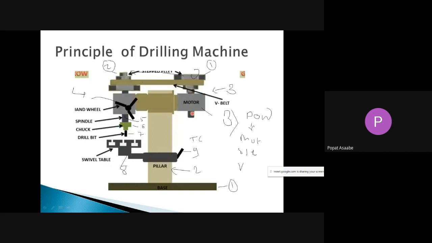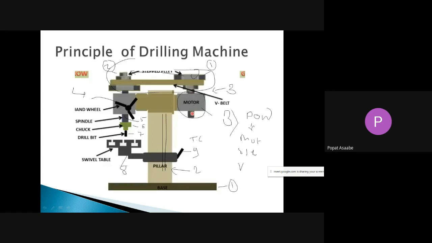Once again I will repeat. The drilling machine consists of the base. Then it consists of one pillar or column. This whole vertical portion is called the pillar or column. Then next is the power transmission unit. Inside that power transmission unit, it consists of the electrical motor and two sets of stepped pulleys. To connect those two sets of stepped pulleys, we can use the V-belt, and that whole unit is called the power transmission unit.